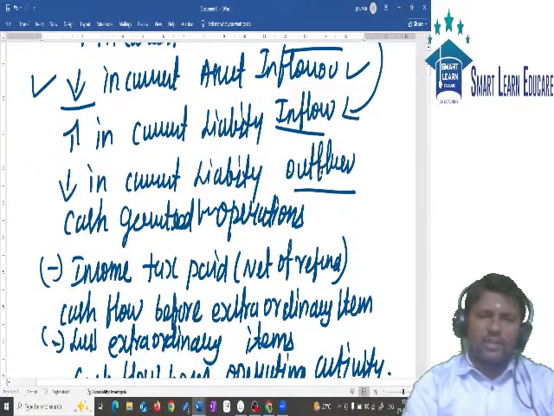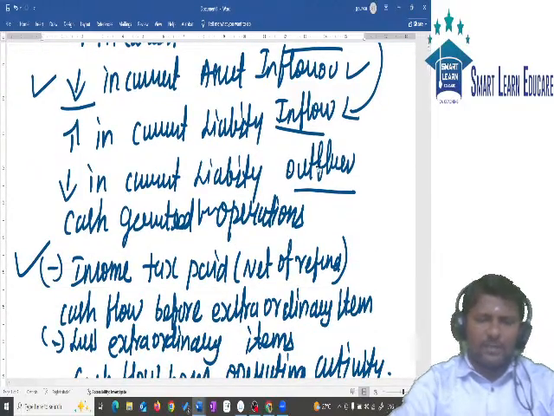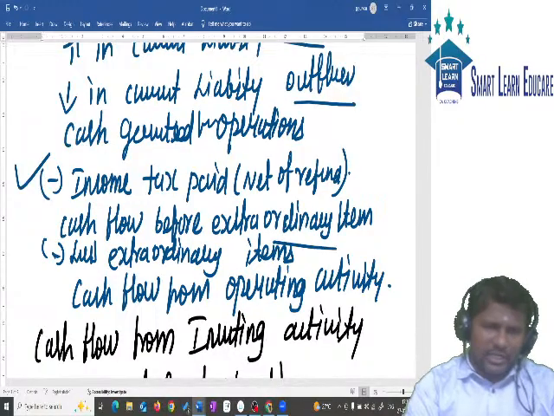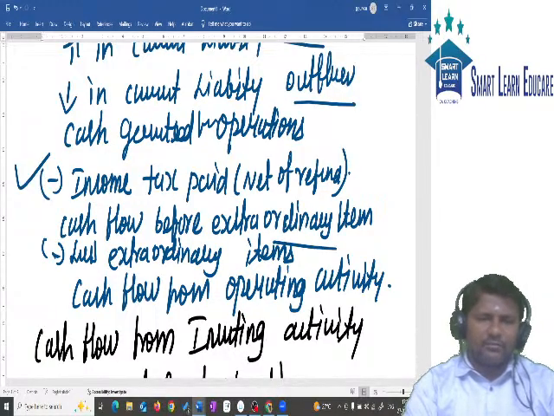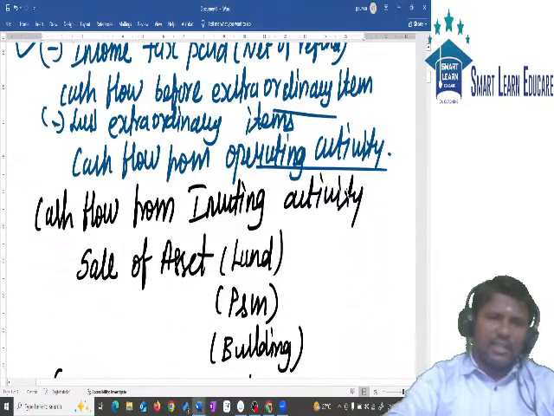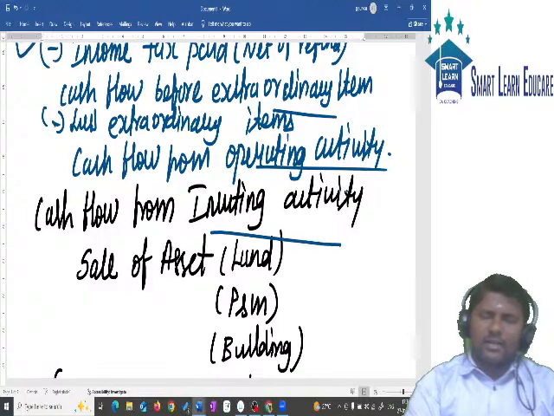This will give you cash flow from operation. With this, income tax paid should be subtracted, and you will get cash flow before extraordinary items, less extraordinary items. This will give you cash flow from what activity? Operating activity. Second one, cash flow from investing activity, which relates to asset side things, like sale of assets.